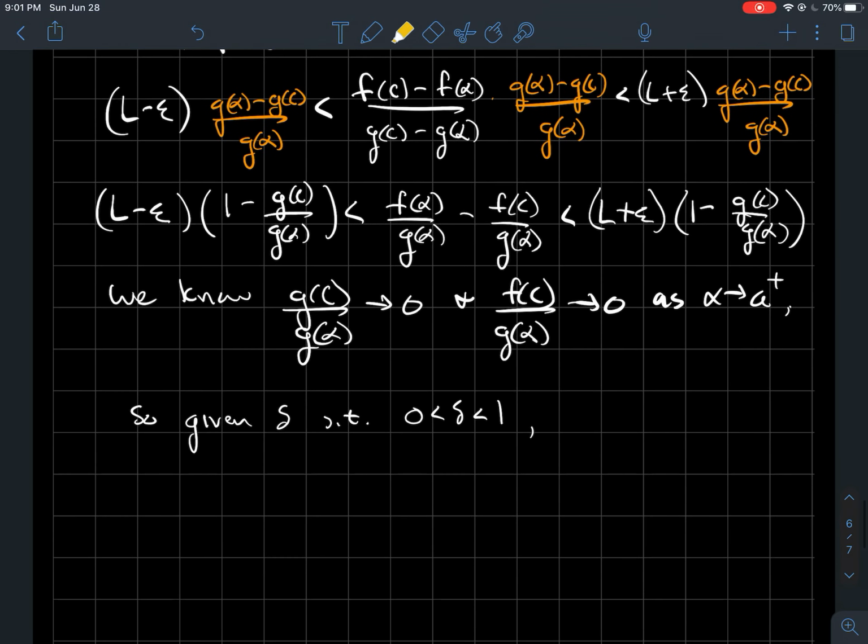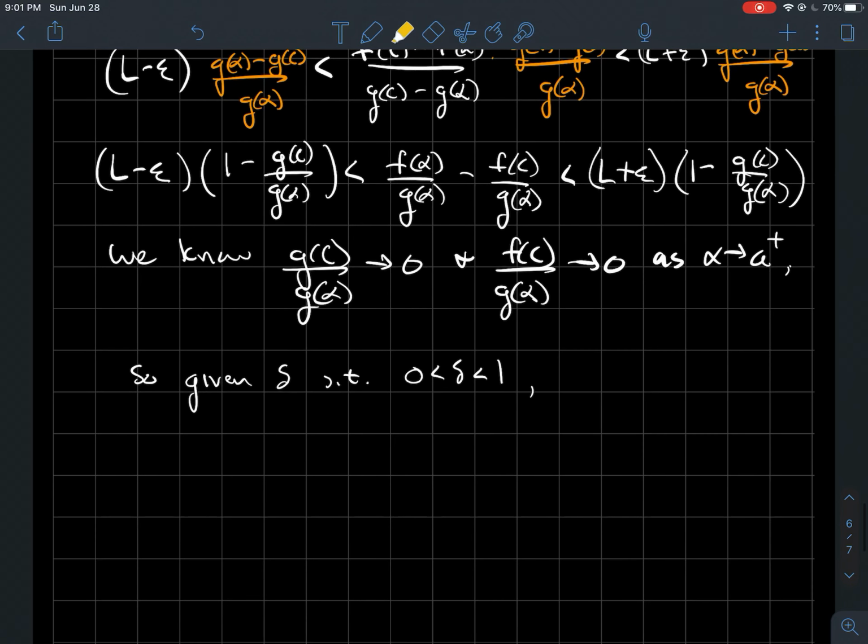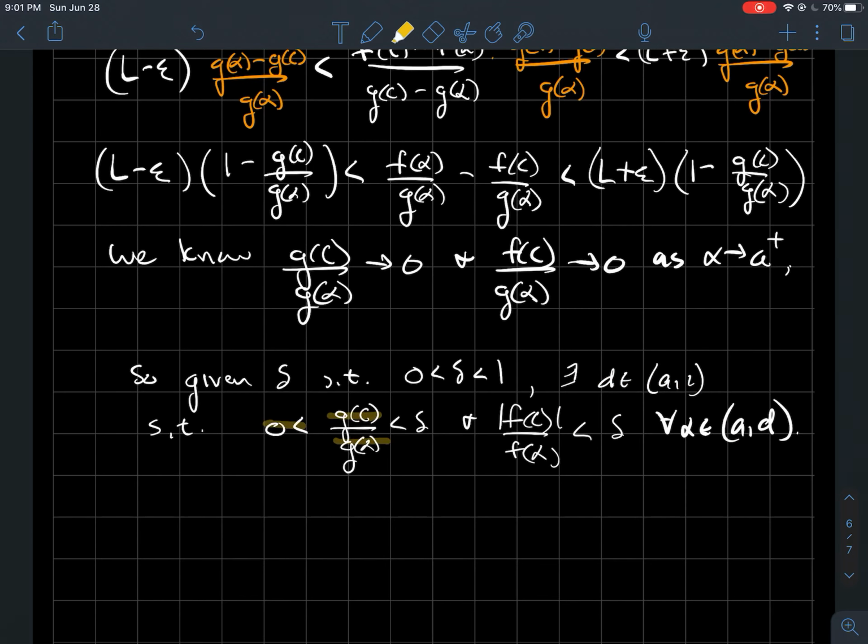So what does that mean then? Let's think about another way to say that. Given a number delta that's between 0 and 1, and this delta that I'm playing with is functioning like an epsilon in the limit definition of each of these. Anyway, given any delta between 0 and 1, we should be able to find a point between a and c, we'll call that point d, such that this fraction is between 0 and delta, and the absolute value of f of c over g of alpha is less than delta for every alpha that's between a and d. So again, that's that idea of I can get close enough to a.